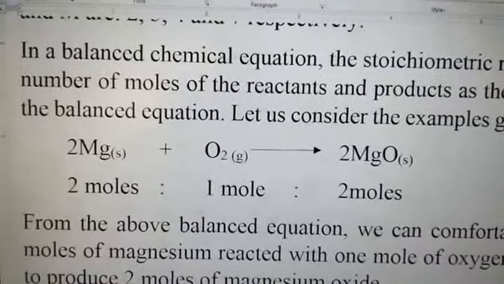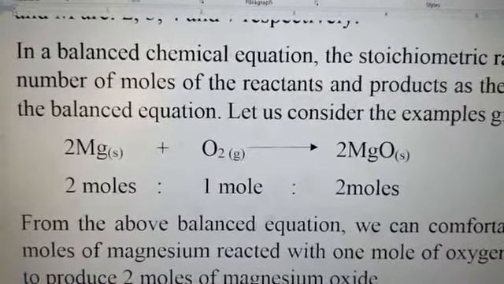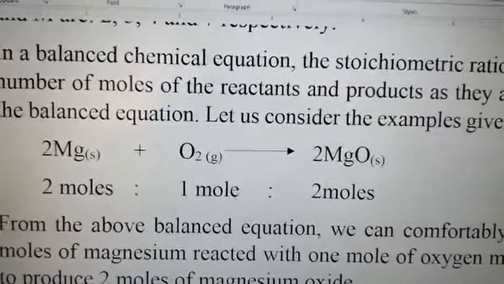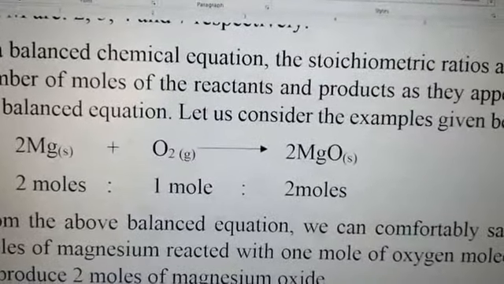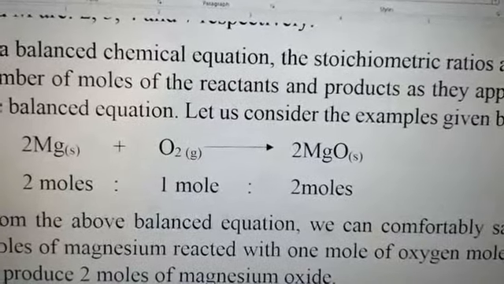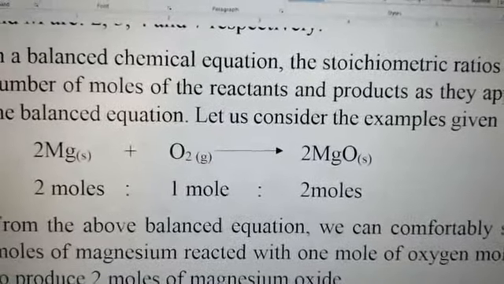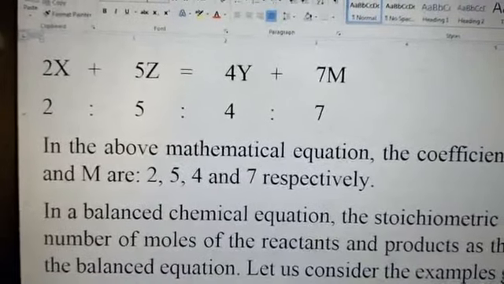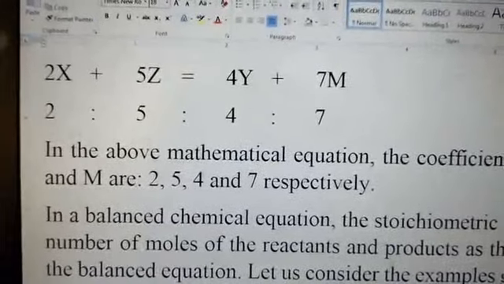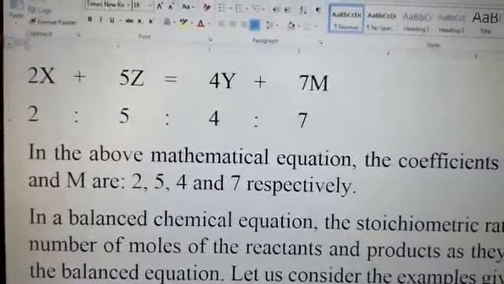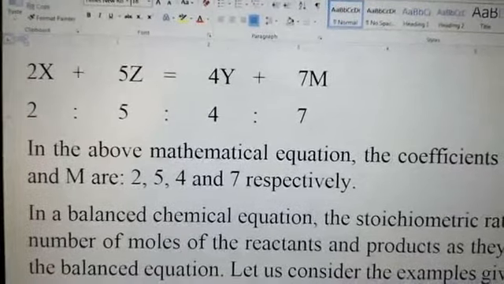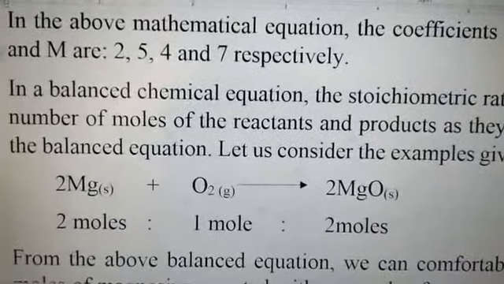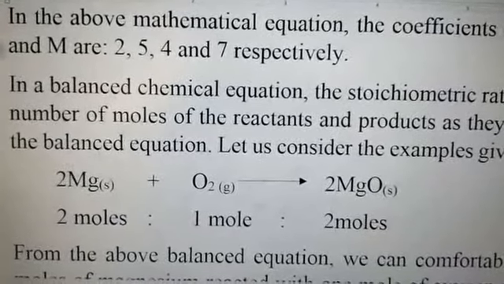In a similar manner, the numbers in front of the substances, that is 2 moles of magnesium, 1 mole of oxygen, and 2 moles of magnesium oxide, stand for the stoichiometric coefficients. If you relate it to the mathematical equation, the numbers in front of the variables s, z, y, and m are the coefficients. So in a balanced equation, the numbers in front of the substances also represent what we call the stoichiometric coefficients.